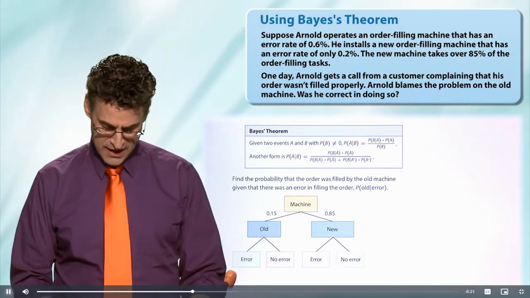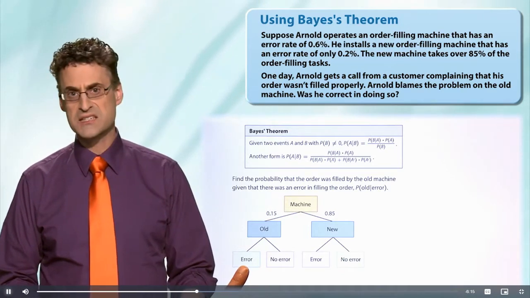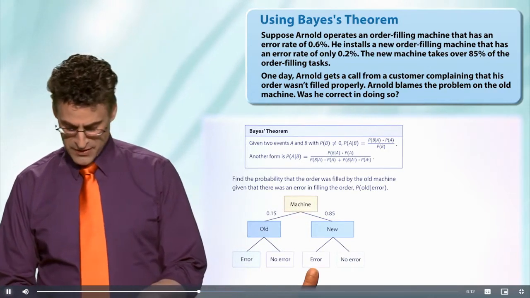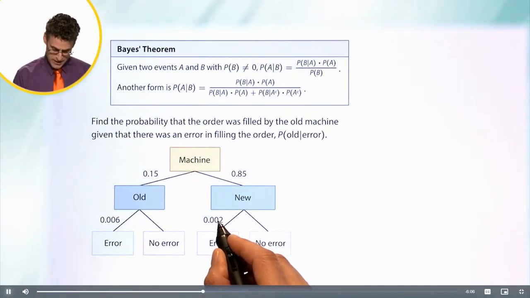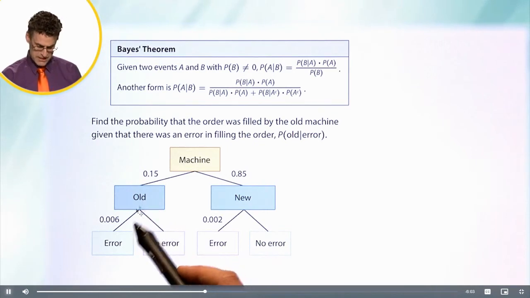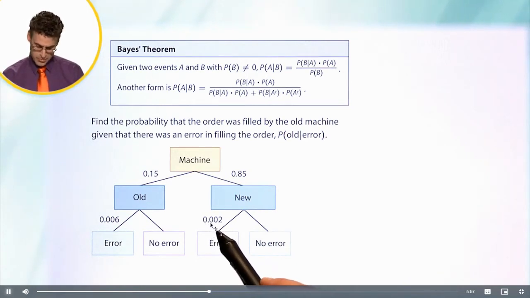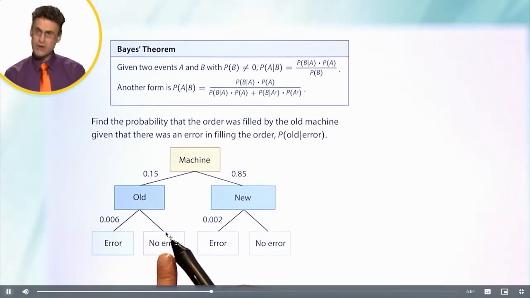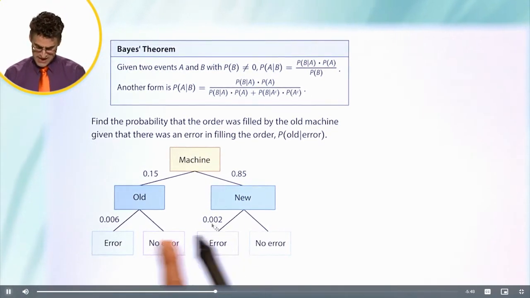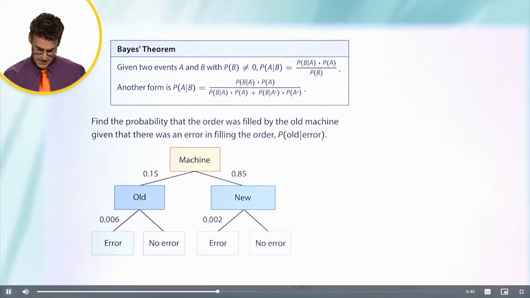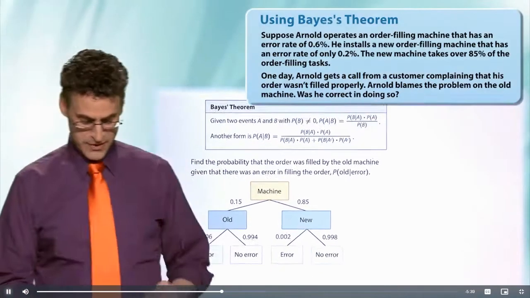Okay, now what is the probability of seeing an error? Well, we were told the probability of seeing an error on the old machine was 0.6%, and the probability of an error on the new machine was 0.2%. If I change those percentages to decimals, then the probability of error with the old machine is 0.006, and with the new machine it is 0.002. I can now figure out the probability of no error in each case because no error is the opposite of that, so it's 1 minus that. For the old machine that's 0.994, and for the new machine it's going to be 0.998. So you get the idea.